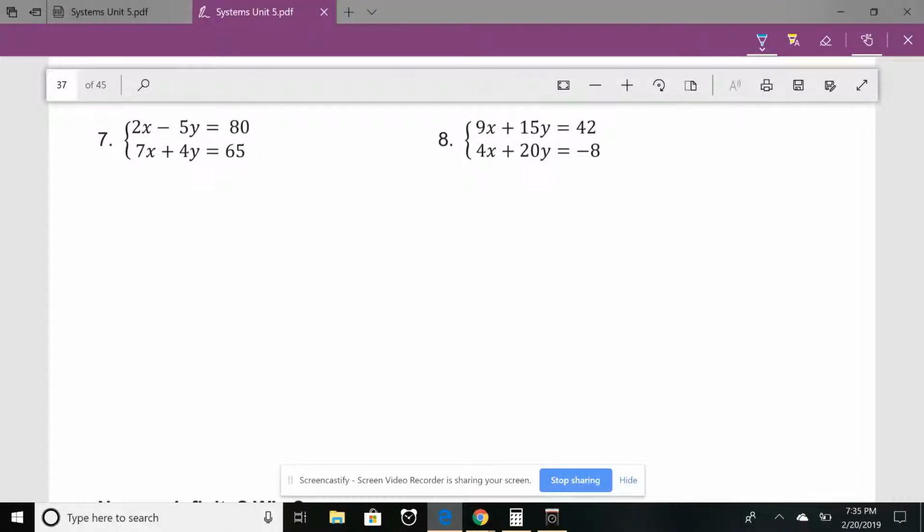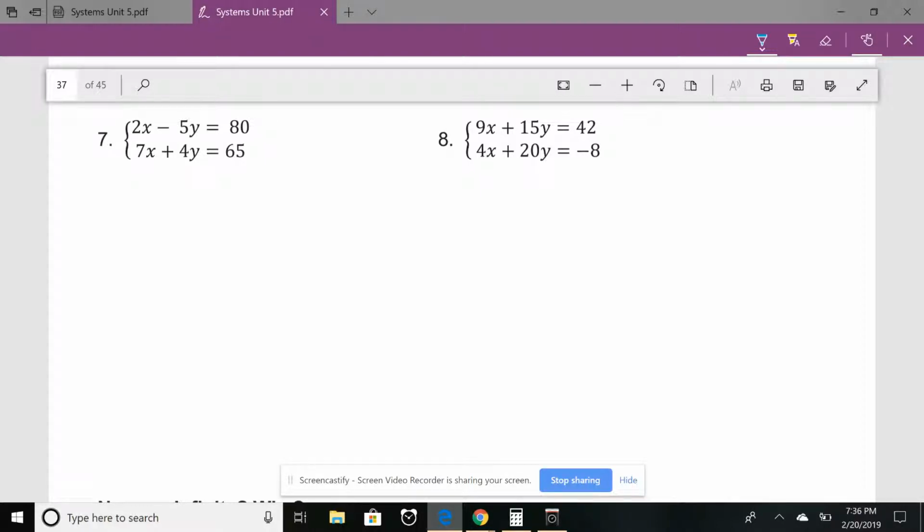In today's lesson, we're going to be learning how to solve a system of equations in standard form where the coefficients really don't go into each other. And what I mean by that is if we look at number 7 here, we look at the coefficients. We have 2 and 7. 2 doesn't go into 7. 7 doesn't go into 2. And 4 and 5. 4 doesn't go into 5. So we really can't multiply one of the equations by a number to get the x's or y's to cancel.